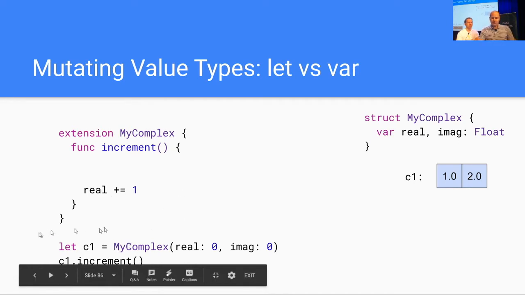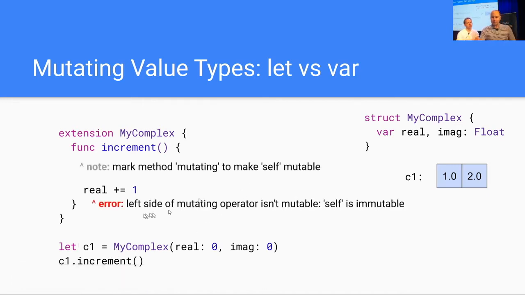Well, these things may be in different files. The compiler may only be able to see one or the other. And so if you run this, it has no idea whether increment's going to change that thing, right? And so what the compiler does is it says, well, you can't increment real inside of this increment method either, because self is immutable. And it says mark method mutating to make self mutable.